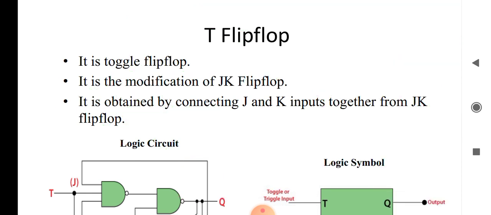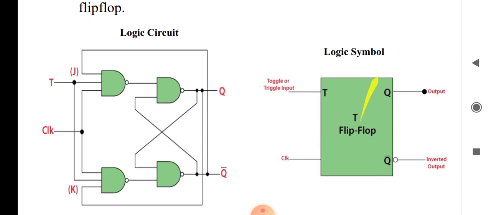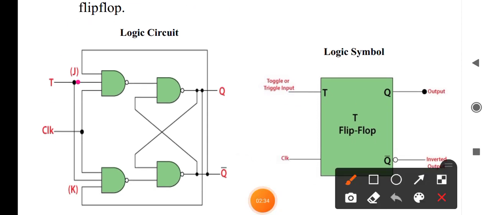See here, we have just shorted J and K together, and this we call T. So this we call the toggle flip-flop.